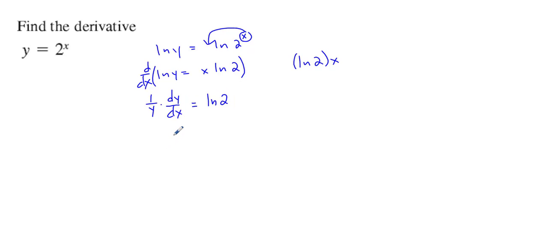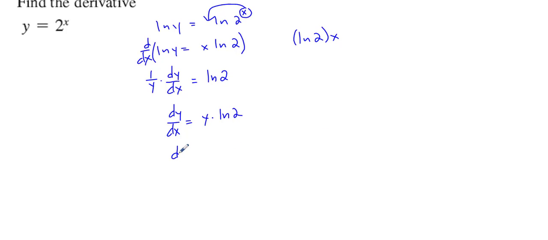Now to solve for dy dx, that'd be y times natural log of 2, and we know what y is, right? y would be 2 to the x power times natural log of 2. Now, a lot of times we actually write it as natural log of 2 in parentheses times 2 to the x power. A lot of times we'll write it like this.